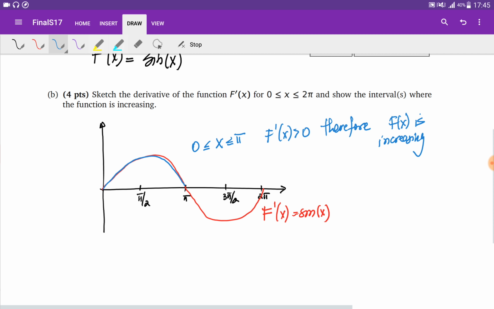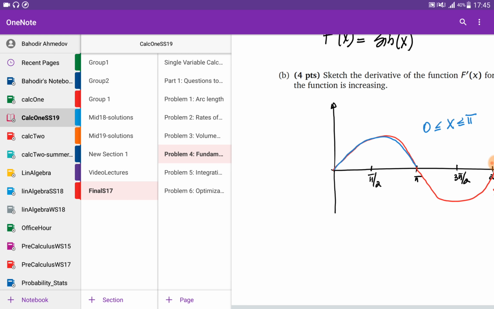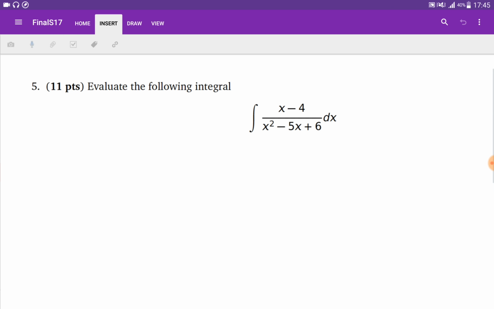And for all the points of x where x changes from pi to 2 pi, f prime of x is negative, so that is why f of x is decreasing. Okay, so let's go to problem number 5. It's on the integration of a rational function.